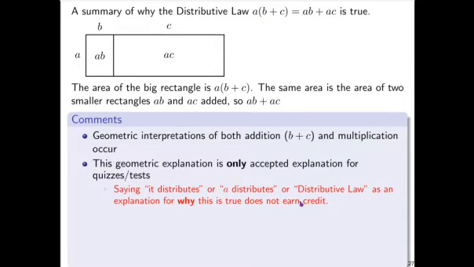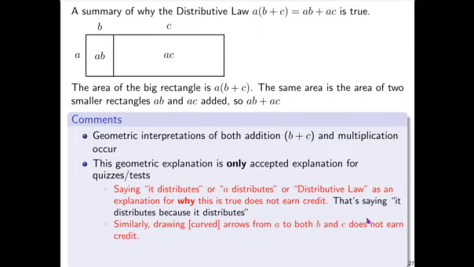And by it, I think they mean A. So A distributes. Or they'll say distributive law or distributive rule as an explanation for why this formula is true. And that is not going to earn credit. The point, well, you might say, why not? And the point is that's saying it distributes because it distributes.